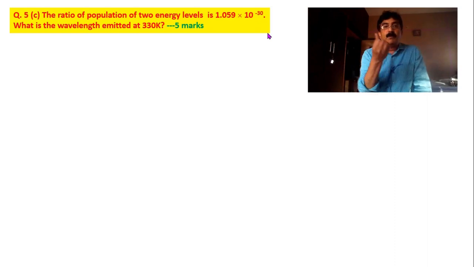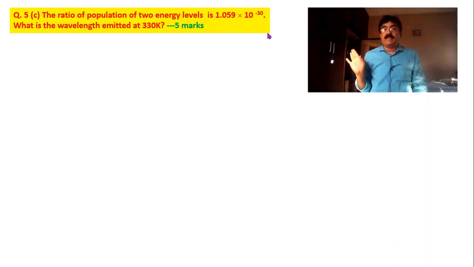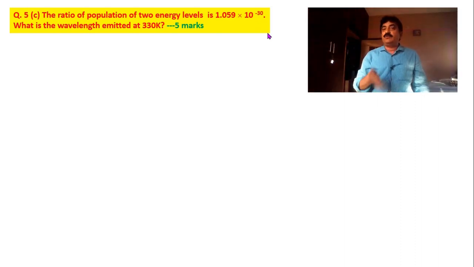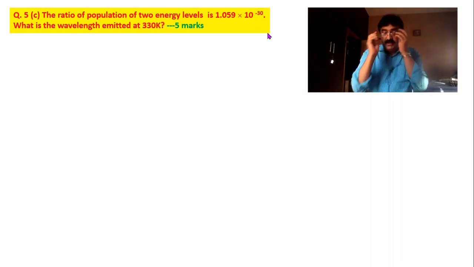Yakendre alli avaru sumne population of two energy levels anta heltare, which to which anta helalla. It is understood, higher to lower andre population kadme irbeku, because n2 is less than n1. Lower to higher adre population jaasti irbeku, that is 10 power 30. Okay, so illi 10 power minus 30 kottirodrinda, it must be n2 divided by n1.